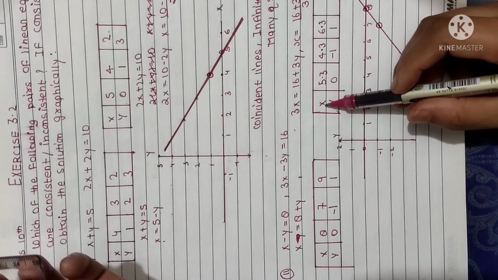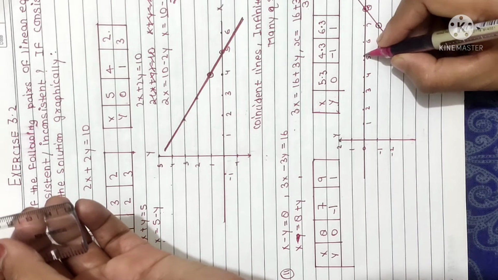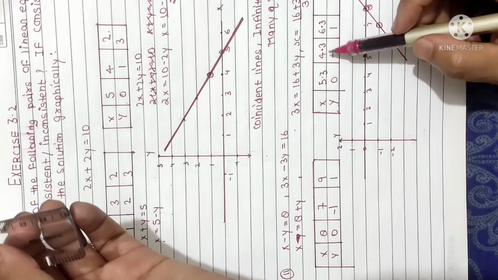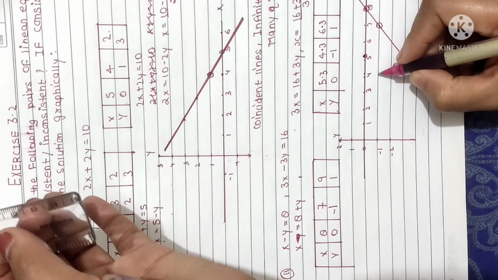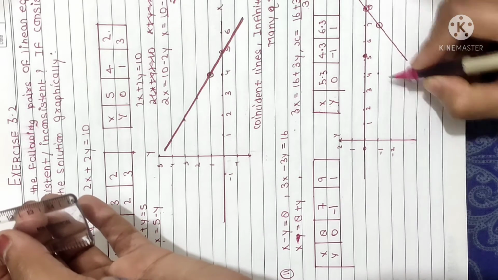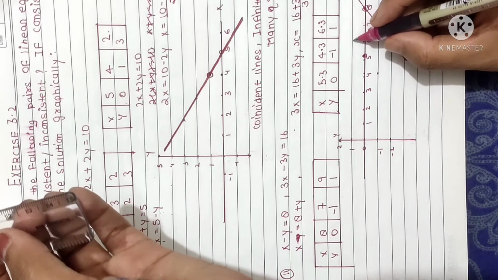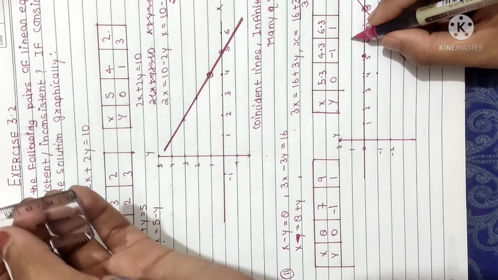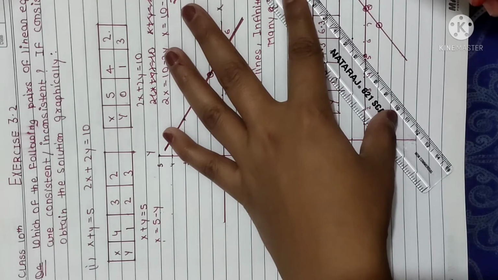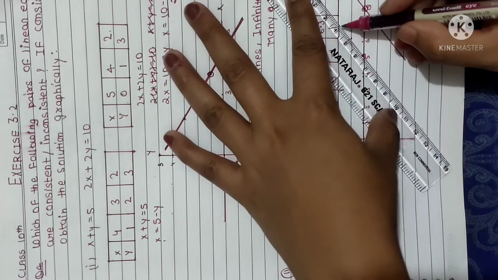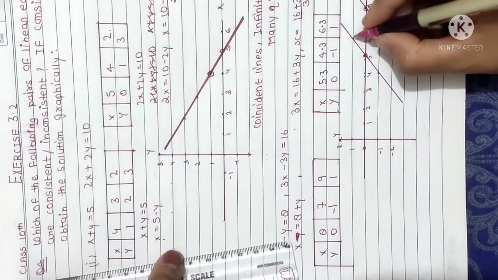Now for the second one, x is 5.3, so 5.3 is something here, then y is 0, so the first point is here. When x is 4.3, means here, then y is minus 1, this one, almost here. Now when x is 6.3, here, then y is 1, almost here. So here we have 3 points, 1 2 3. It will be something like this.